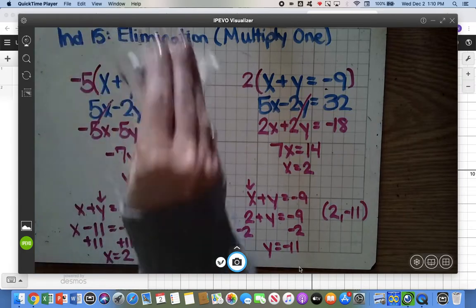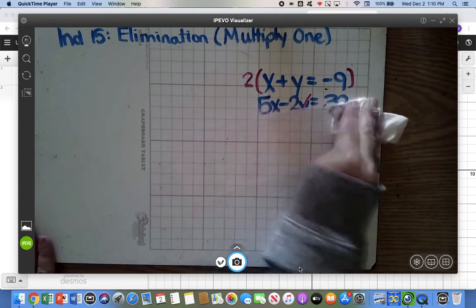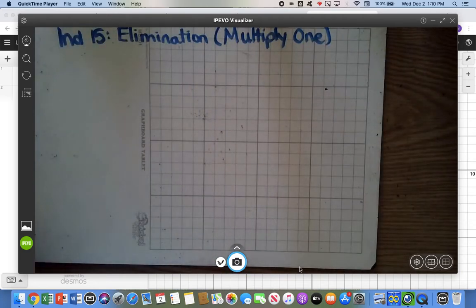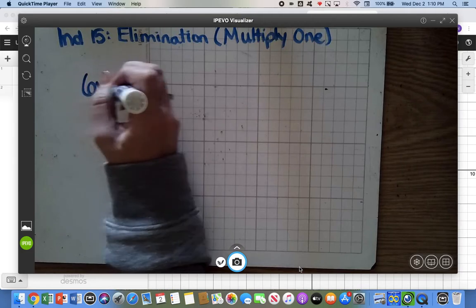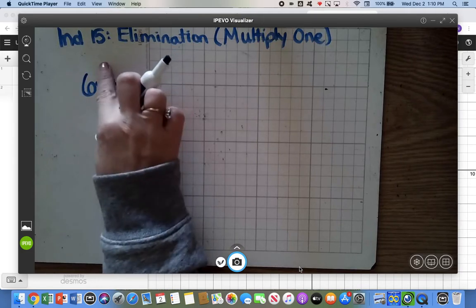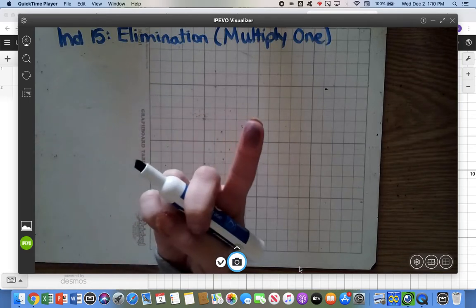All right, and then the last thing I want to remind everybody is if you have something that looks like this. I don't know why I put a y there, and I shouldn't erase with my finger. See, you don't do that.